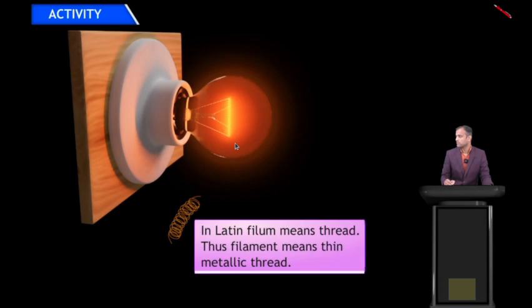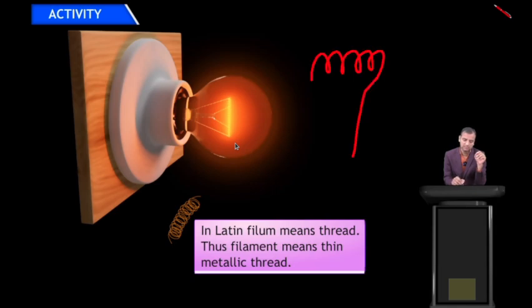In Latin, filum means thread, thus filament means thin metallic thread. If you closely look at an electrical bulb, you can see this structure. This is a thin thread-like structure, in round shape. So it is a thin metallic thread. This is called the filament. Here you can see this is the filament.